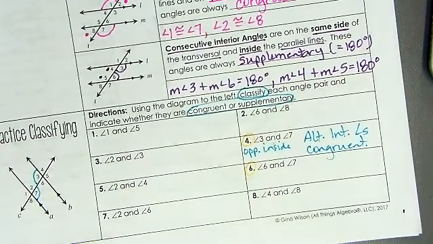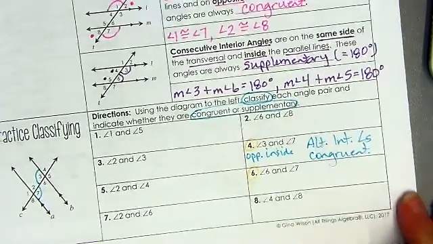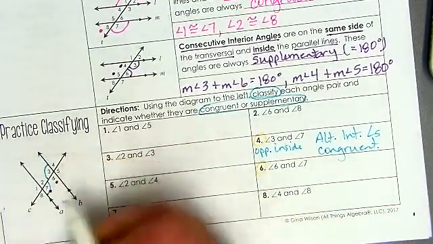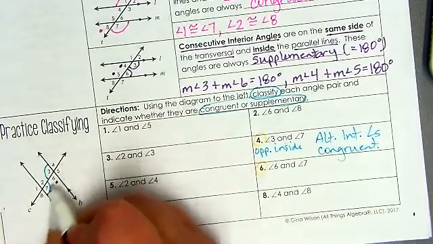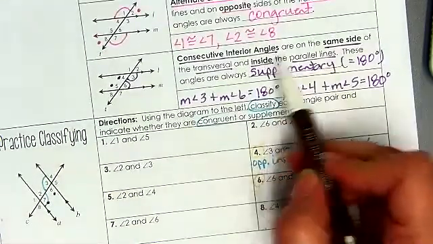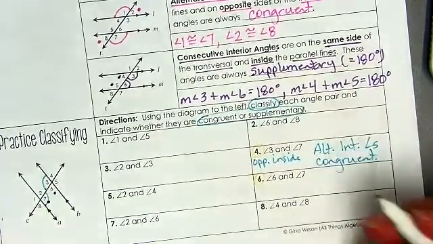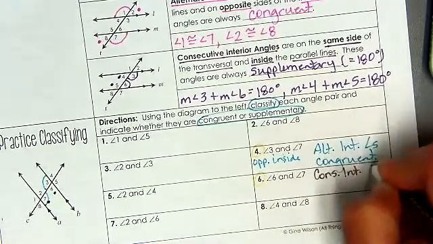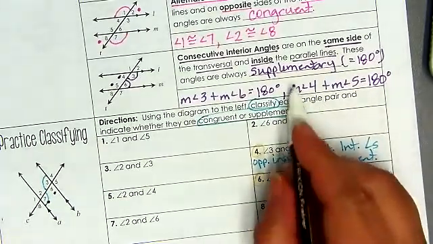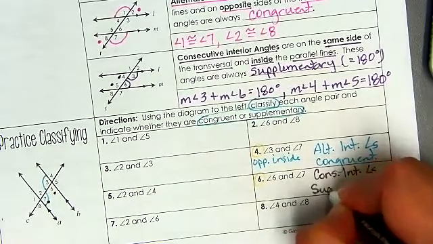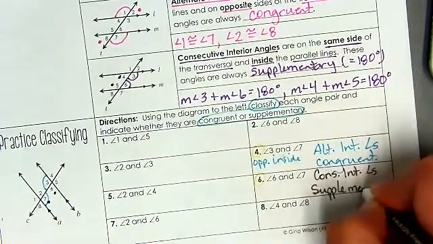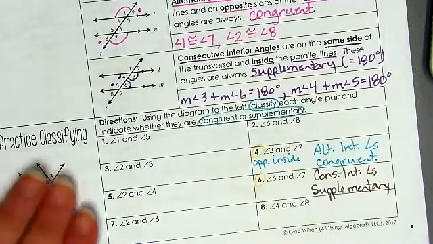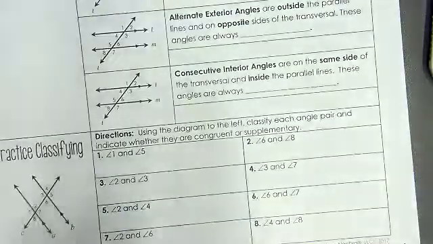And next, we're going to look at number 4. So now I'm looking at 6 and 7. They're inside and both on the same side. So these are consecutive interior angles, and they are considered supplementary. All right, working some other examples. Going on to the next page.